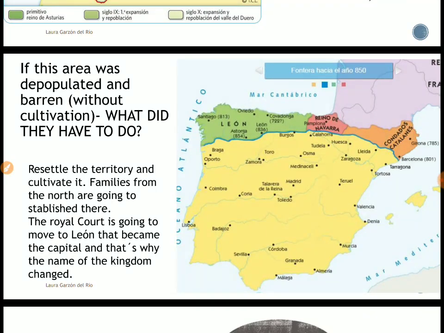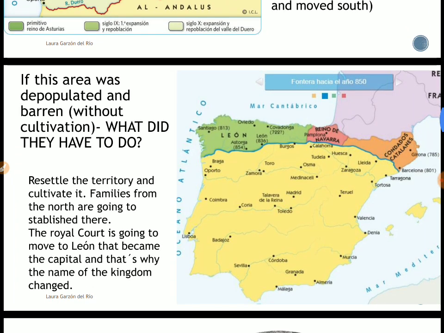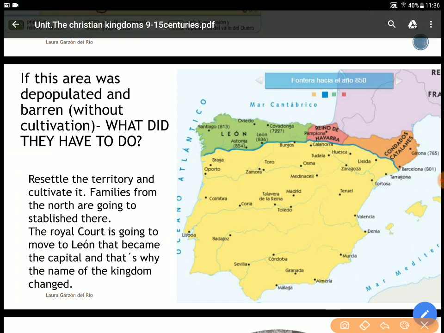So if this area was depopulated and barren, what did they have to do? This is very important, and this is what we are going to relate with one thing that we are going to talk about at the end. Resettle the territory and cultivate it. Families from the north are going to establish there, and the royal court is going to move from Oviedo to León. That is why they changed the name from Kingdom of Asturias to Kingdom of León.